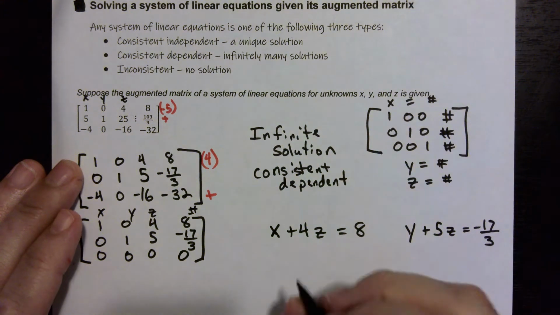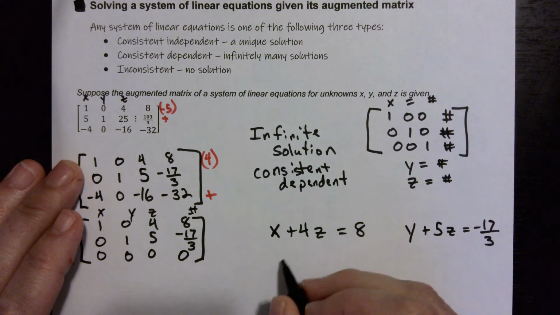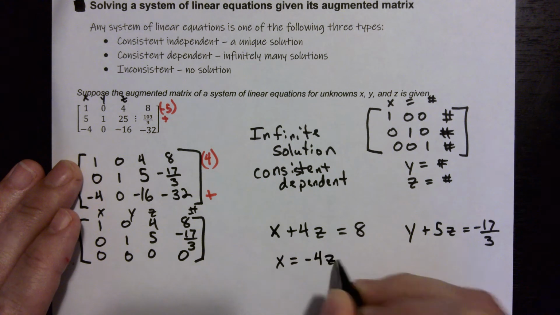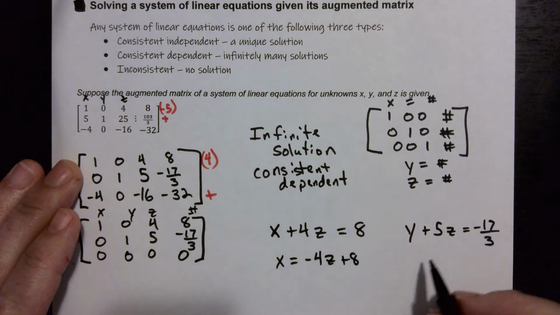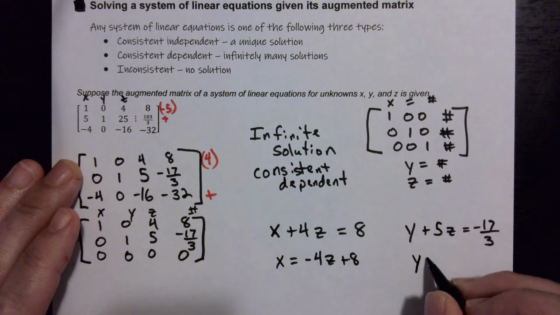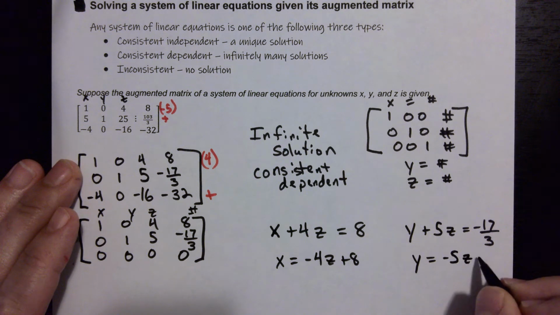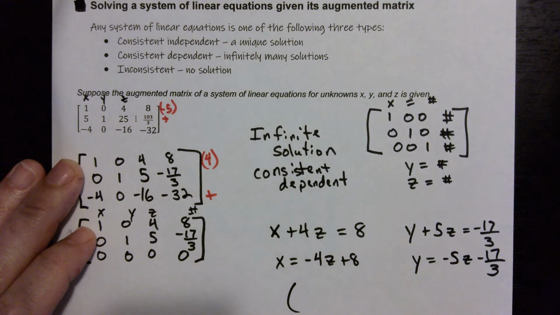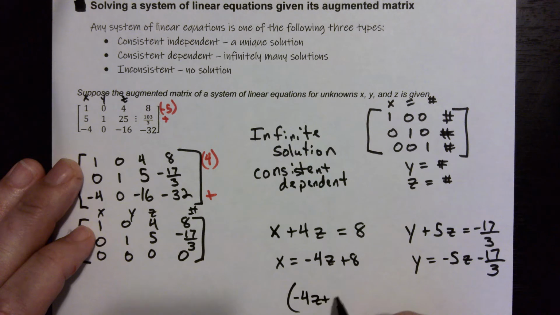So what I'm going to do is solve for x and then solve for y. If I solve for x, I need to subtract the 4z, so x is equal to negative 4z plus 8. And if I solve for y, I need to move the 5z over by subtraction, so y is equal to negative 5z minus 17 over 3. So what we have is infinite solutions that fall on this line: x is negative 4z plus 8, and y is negative 5z minus 17 over 3.